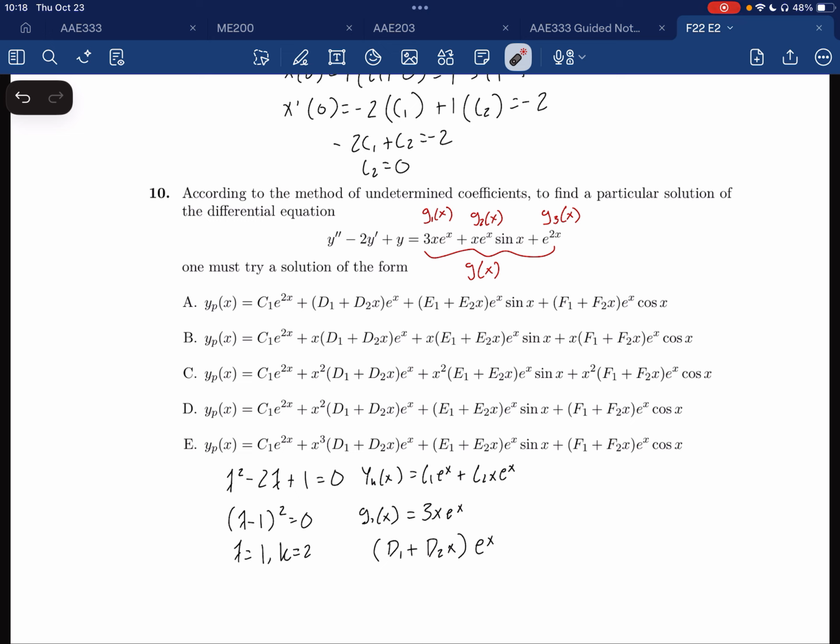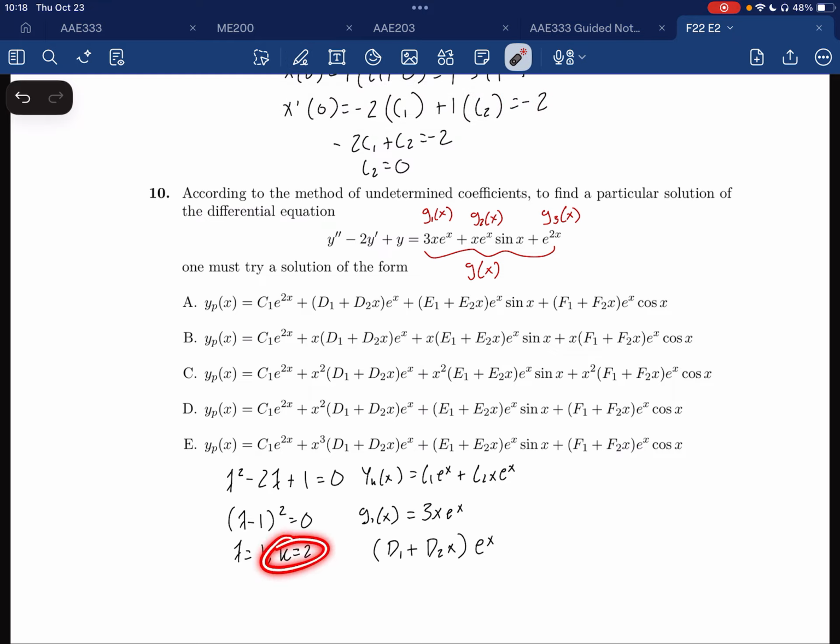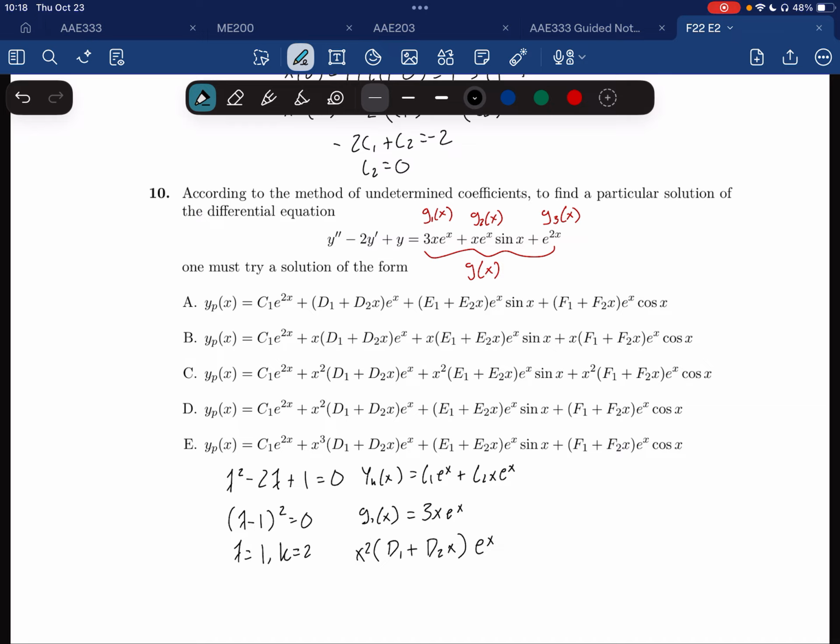So what can we do to fix it? Well, we're going to multiply by x squared. Why are we going to multiply by x squared? Because our homogeneous solution had a multiplicity of 2. So we're going to multiply this by x squared. So that's part of our solution.